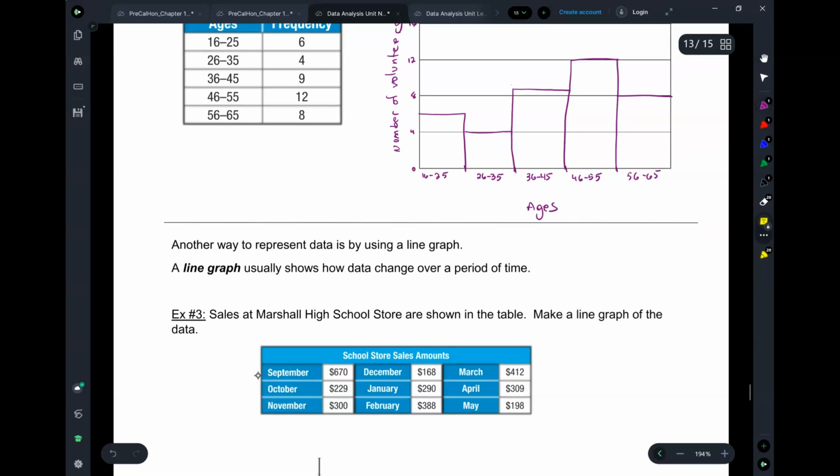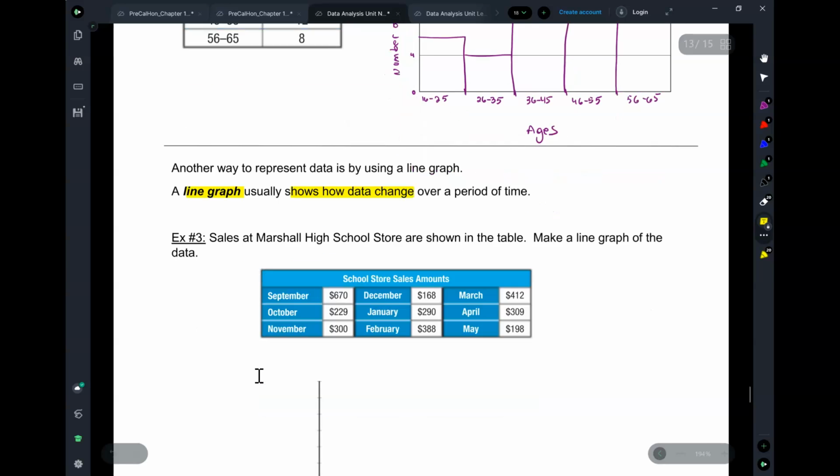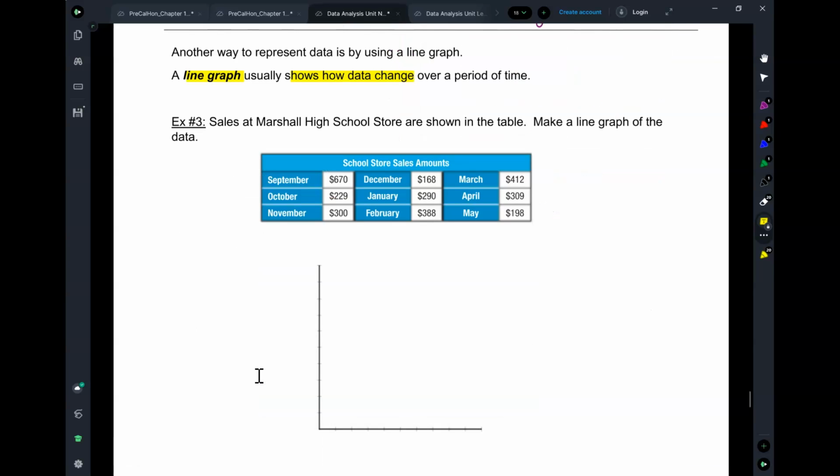Another way to represent data is a line graph. And this usually shows how data will change over a period of time. All right, so take a look here. Sales at Marshall High School store are shown in the table. Make a line graph of the data.